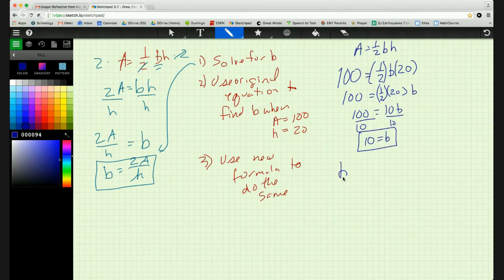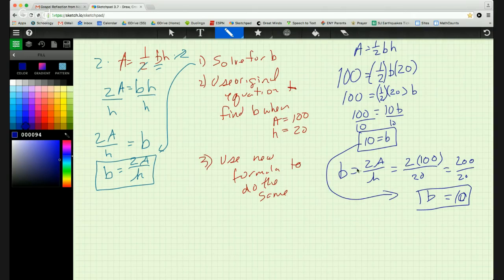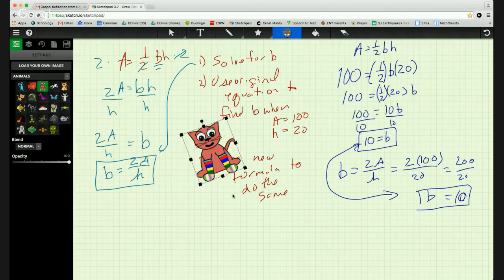Now let's use our new formula and see if we get the same thing. Our new formula says that B equals 2A over H, equals 2 times 100 over 20, equals 200 over 20, equals 10. So B equals 10. So again, we get the same thing. Well done. Happy cat.